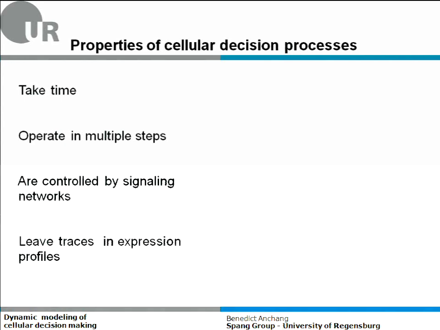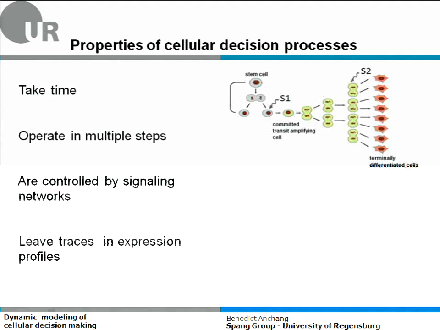Secondly, cellular decision processes operate in multiple steps. For example, for a stem cell to become a terminally differentiated cell, it needs to undergo different stages of cell differentiation, and each of these stages can be activated by its own signal.